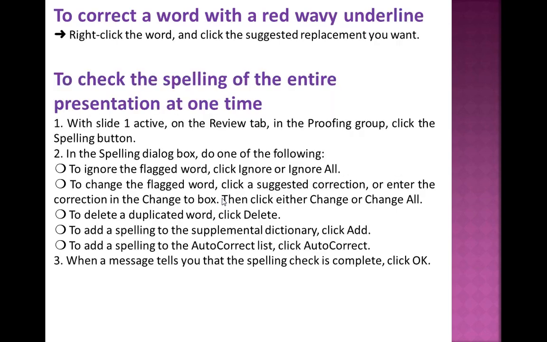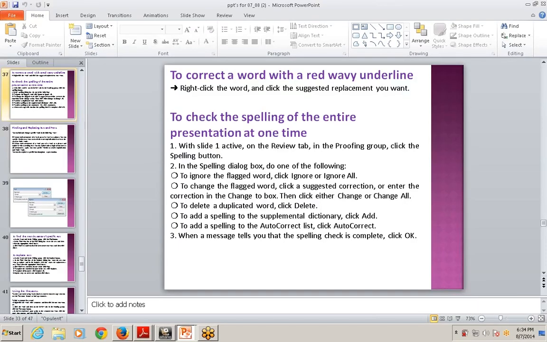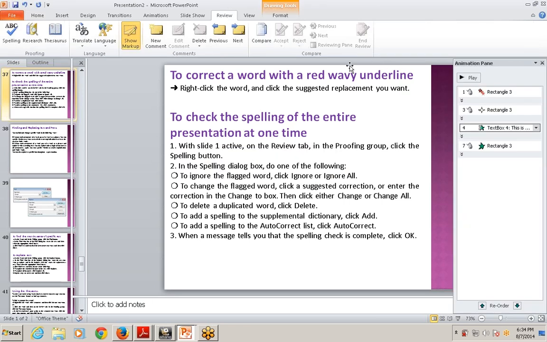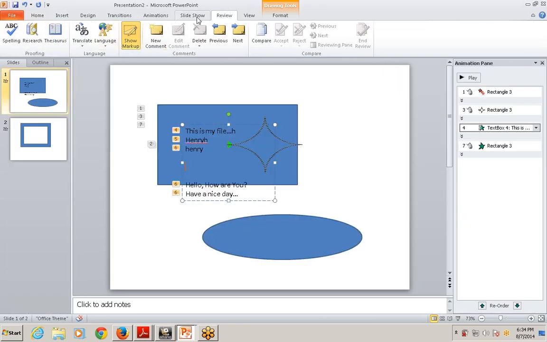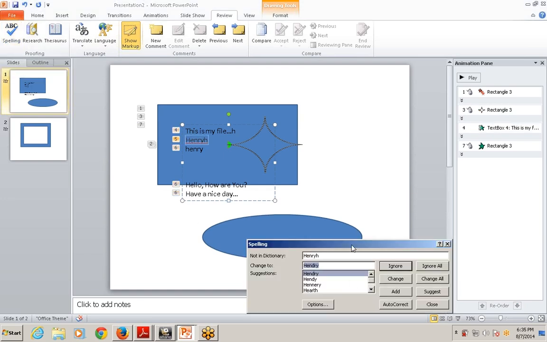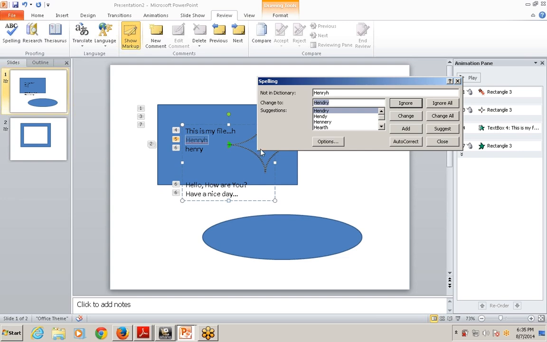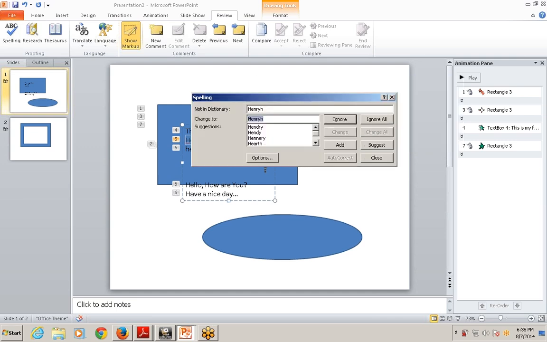Now let's see how to use the spelling and grammar. This is the spelling. This is the same box that has arrived. My system is hanging up. Just a moment. This says Henry is not in the dictionary.